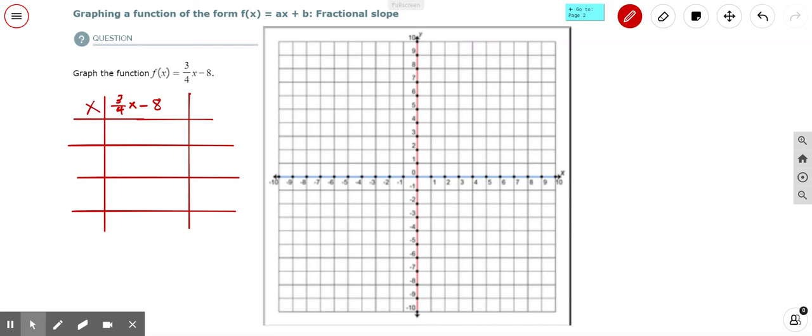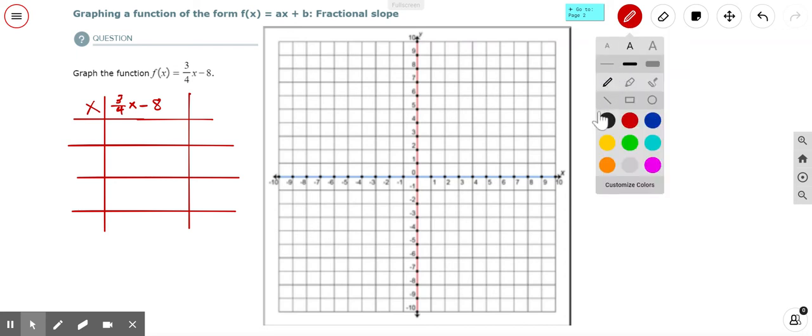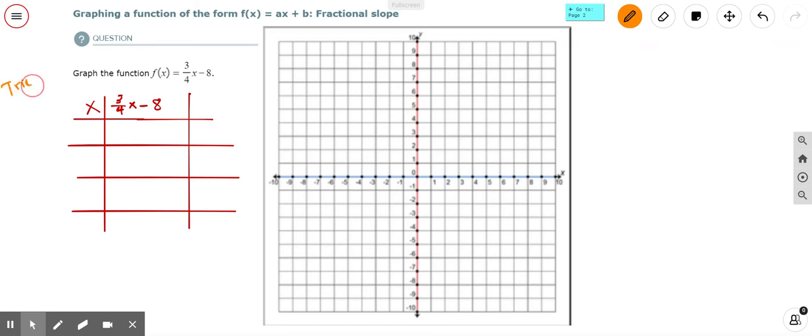Now, here's the trick, okay? I'm going to put the trick in a different color. We'll put it in orange. Here's the trick: pick values that are multiples of the denominator. It's a nice little trick. So the denominator is 4. So let's pick -4, 0. Always pick 0, please. Always pick 0 and 4. And now you're going to plug it in.